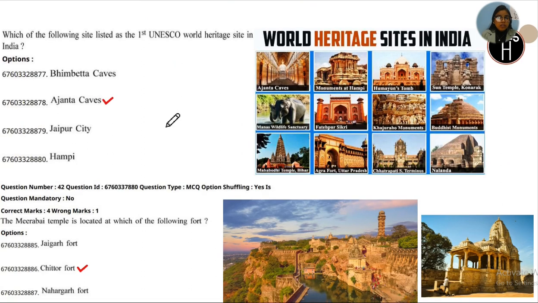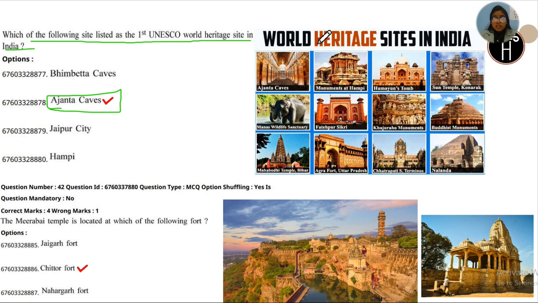Now moving to the next question. Which of the following sites was listed as the first UNESCO World Heritage Site in India? So the first UNESCO World Heritage Site in India is Ajanta Caves. This is important. Please remember it. It is your Ajanta Caves.